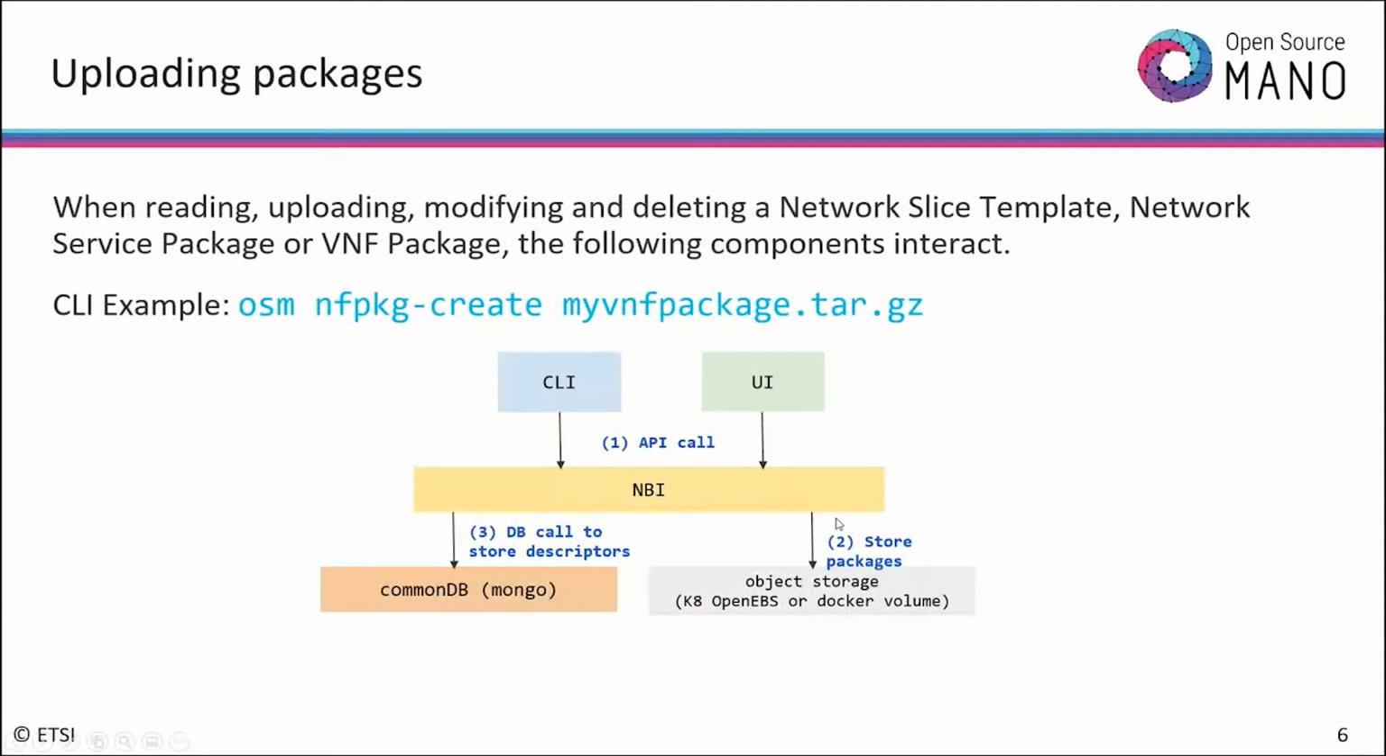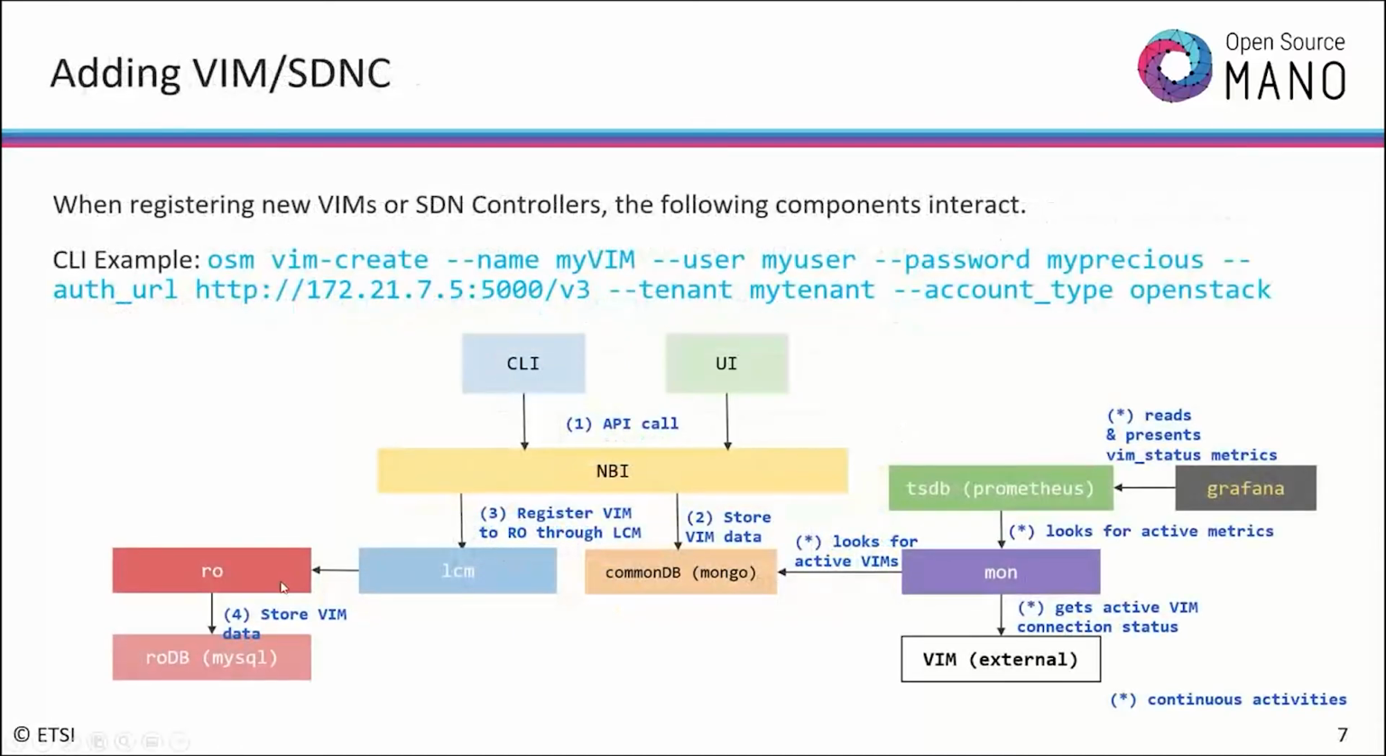What happens when we upload packages? Here's an example of the CLI call: osm nfpkg-create and the package. We will do an API call again through the NBI, and the different artifacts will be stored in the object storage, and the descriptors will be stored in the common database. The structures related to the VNF package, or the VNF resource, are also stored in the common database. I think it's pretty simple to understand.